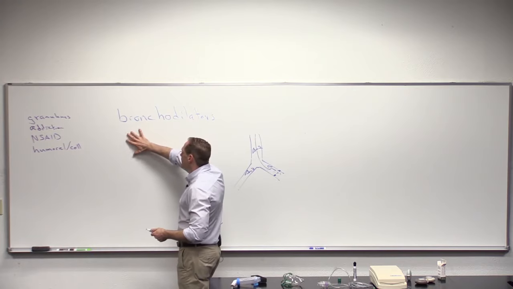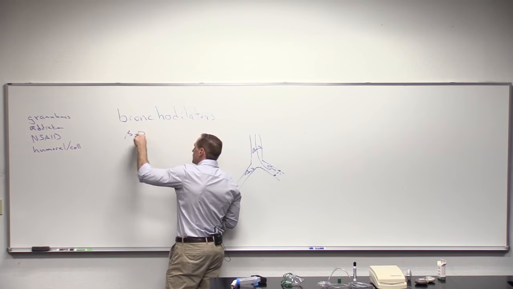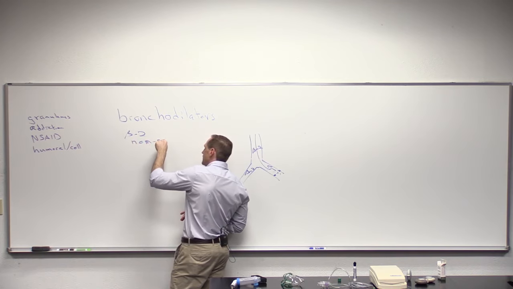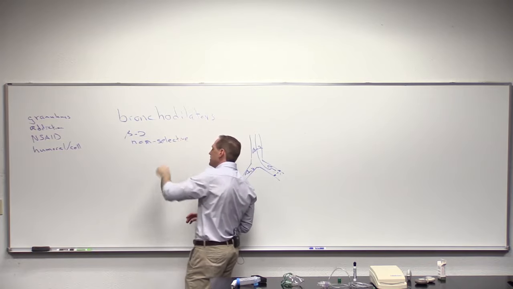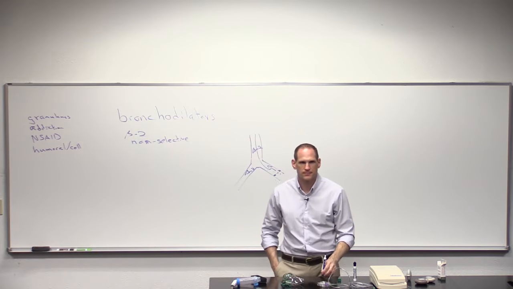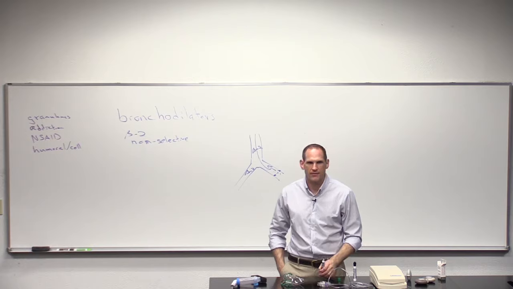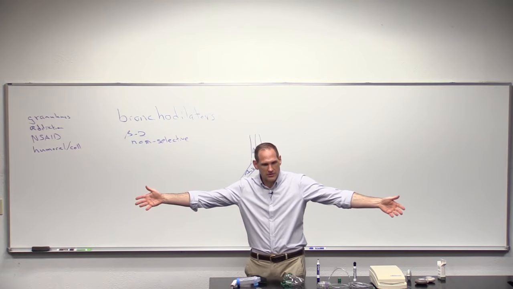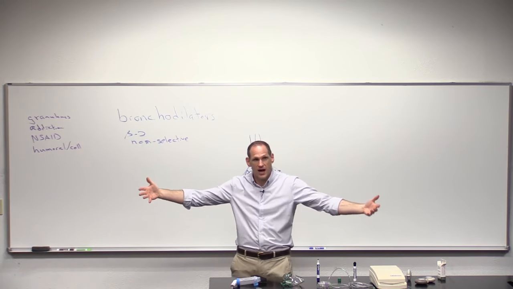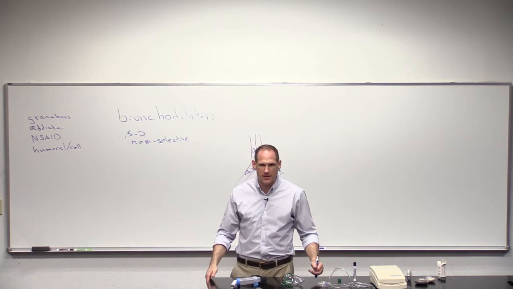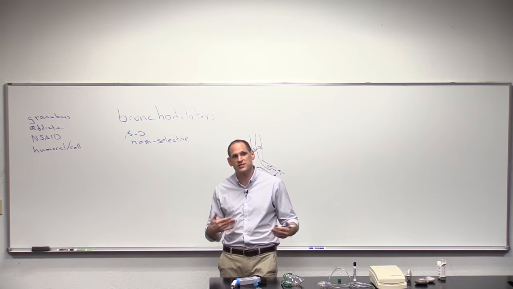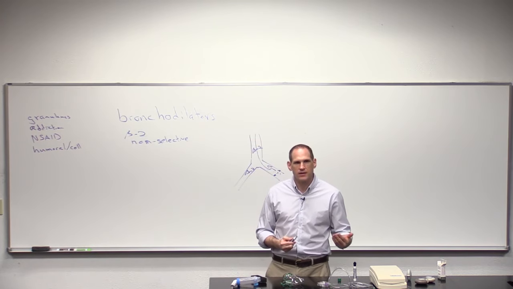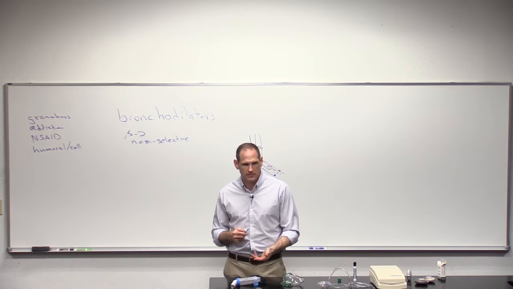So beta agonists, the first thing is we have non-selective ones. Now, what's the ultimate non-selective beta agonist? Epinephrine. Yeah, epinephrine affects every adrenergic receptor, so it's the ultimate non-selective. The only time we're going to use epinephrine is in a patient who has what we call status asthmaticus. So status asthmaticus is an asthma attack that does not respond to medical treatment.